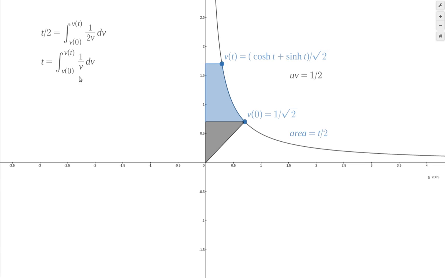We now know that this integral gives us a natural logarithm of the absolute value of v, and we can evaluate that at both of these limits of integration. Now the difference of two logarithms is equivalent to a logarithm of a fraction of those two. So we need to divide v of t by v of 0. And that's nice and easy because we're just going to be dividing out this radical 2 and be left with cosh t plus sinh t.